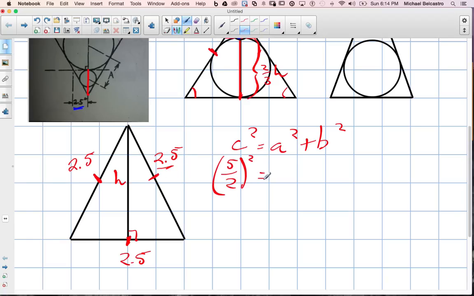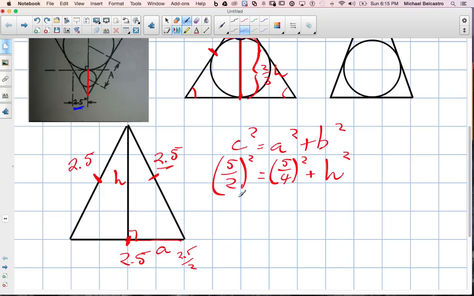5 over 2. We'll call from here to here side A, and we'll rename B the h, so h squared will be what we're looking for. Side A is 2.5 divided by 2. Since it's equilateral, we're cutting it right down the middle, which means it's 5 over 2 divided by 2, and if you want to go through your fraction rules, that's 5 over 4 squared. So we need to isolate h squared.